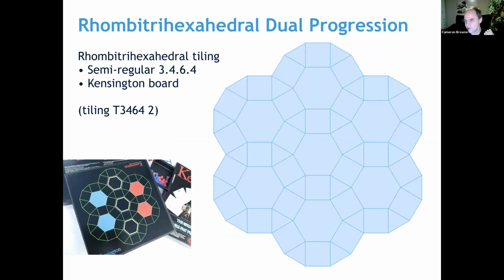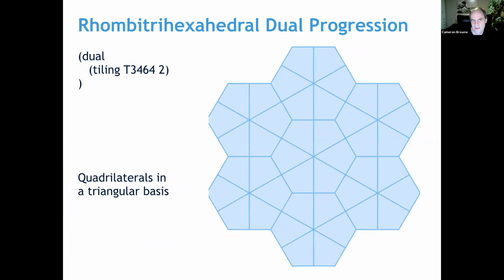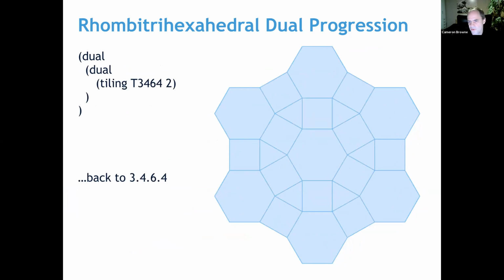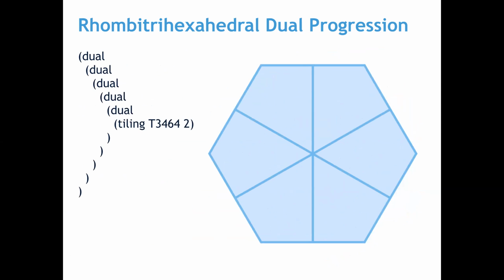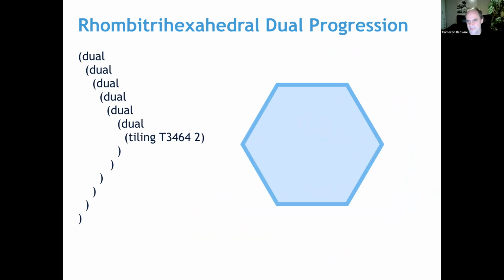Here is the Kensington board you saw earlier. It's also the 3-4-6-4 board, and it has a name. It's the rhombi trihexahedral tiling. And if we take the dual, we decompose to these kite shapes. The dual returns to the original tiling, though shrunk. And if we just continue taking the dual, we get down to the source hexagon.